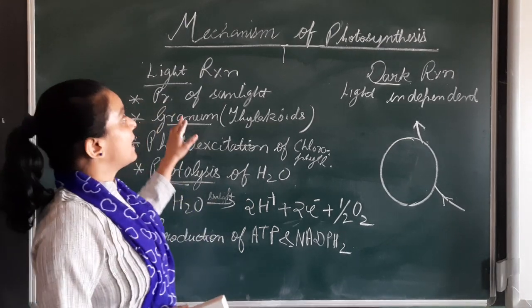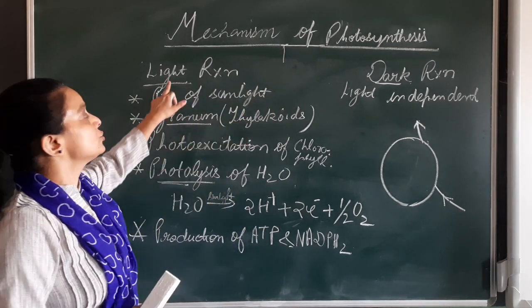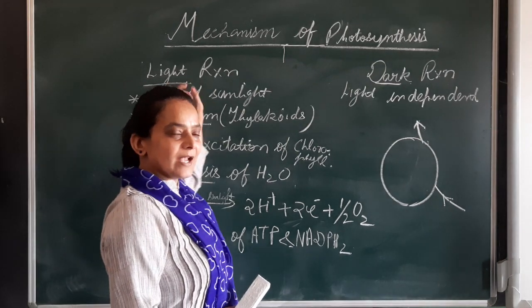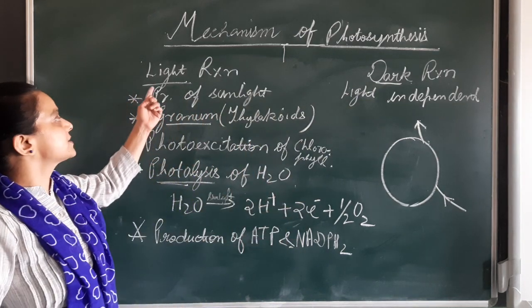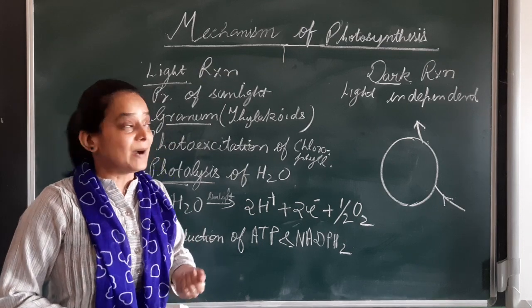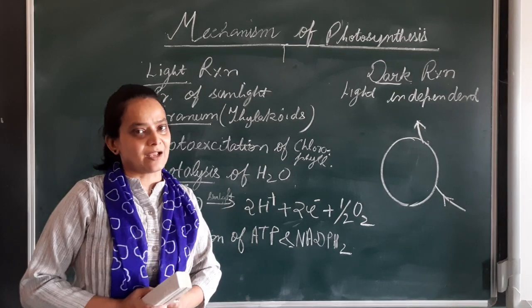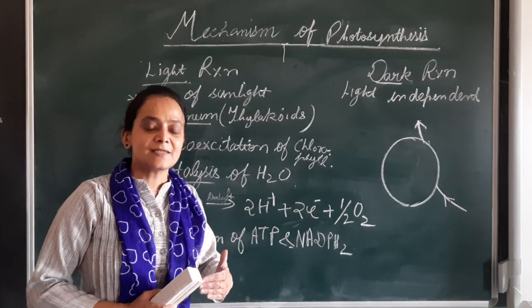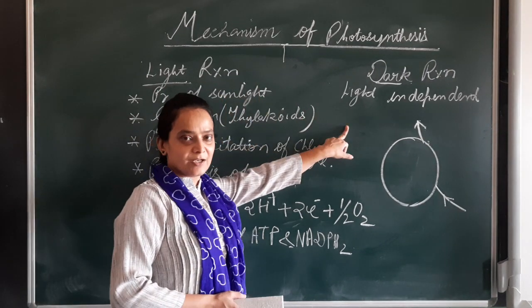In fact, photosynthesis broadly occurs in two main phases. As you can see on the board, one is called light reaction, the other is called dark reaction. Light reaction is called so because its occurrence requires the presence of sunlight. But dark reaction is independent of light. It is an enzymatic reaction and is more dependent on temperature. So that is why they get their names light reaction and dark reaction.